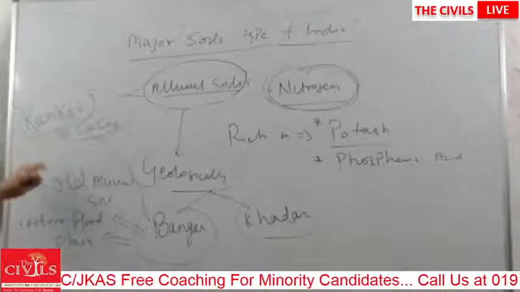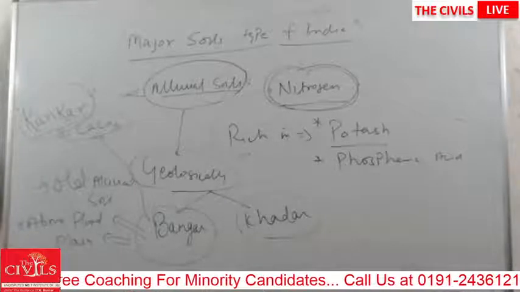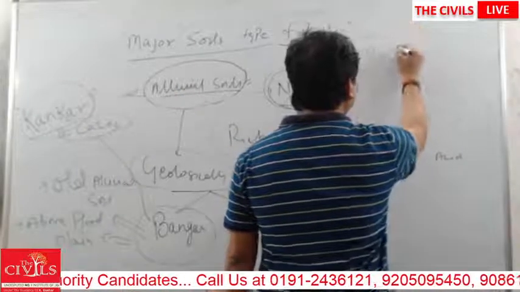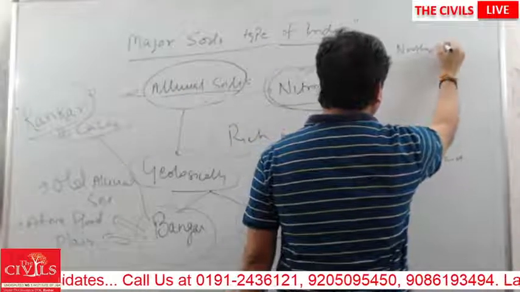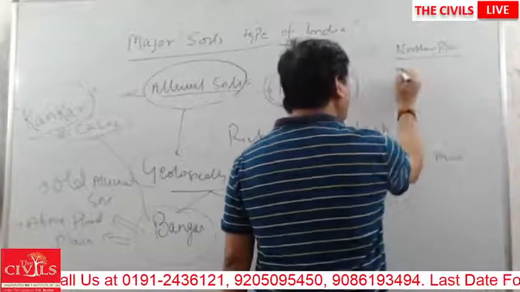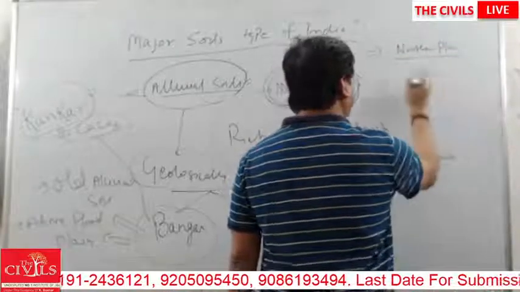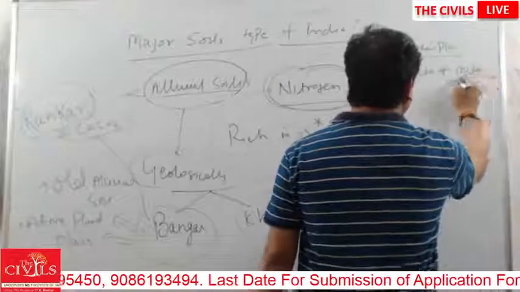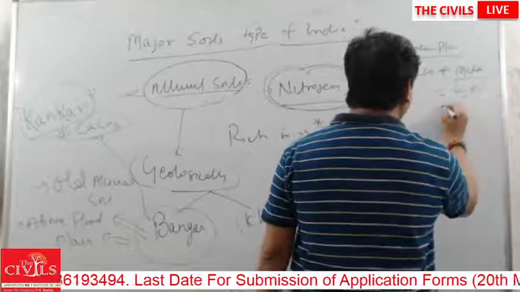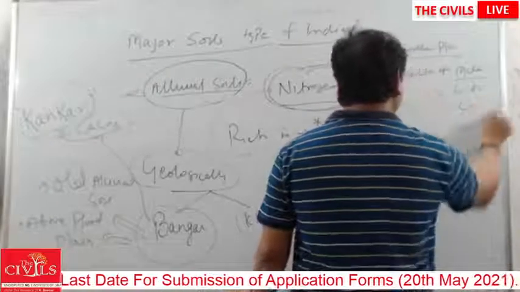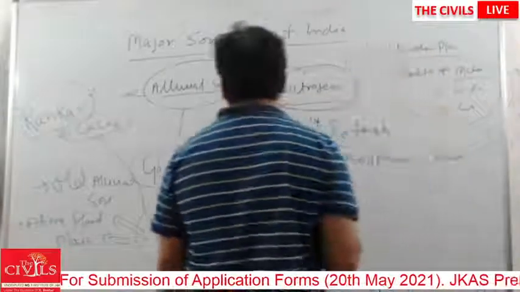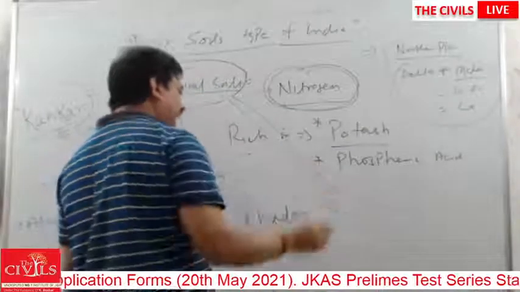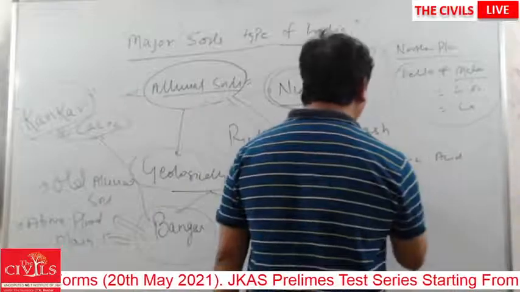Okay, now this soil is found in the entire northern plain and the coastal plain, and the delta of Mahanadi, delta of Godavari and Krishna, delta of Kaveri. Alluvial soil is a very fertile soil and supports almost all the crops.